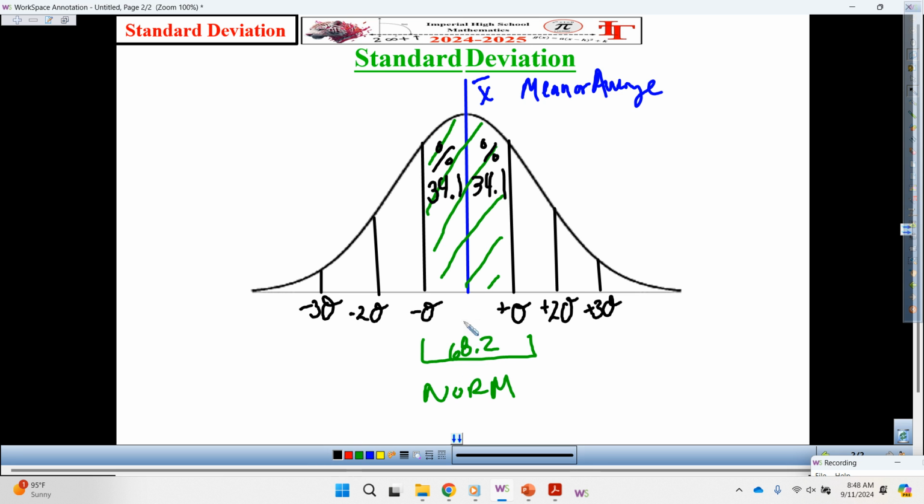Let's go to the next standard deviation. 13.6. The next standard deviation. 2.1. And last but not least, 0.2.